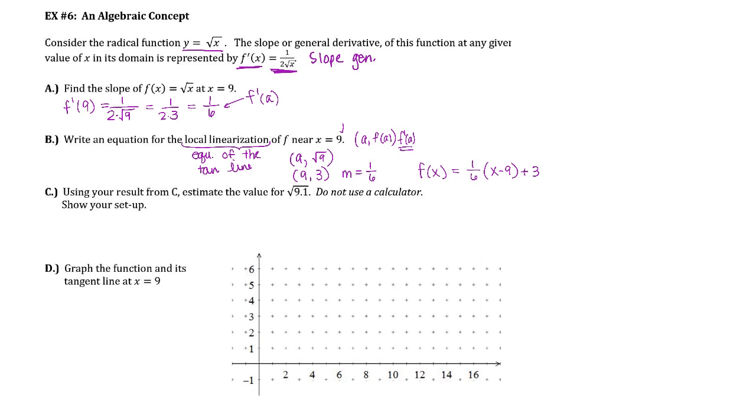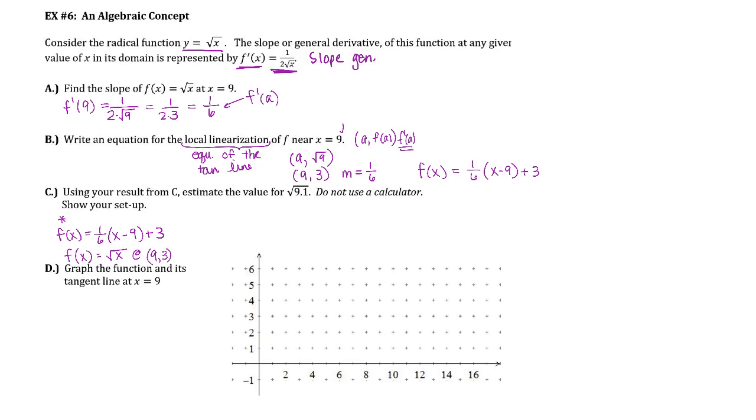All right, so now it says using your results from C, estimate a value for the square root of 9.1. So keep in mind this line that we just wrote, f at x equals, let's see, it was 1/6 times (x minus 9) plus 3. That's going to give us a pretty good approximation. Now this was for the function f of x equals the square root of x at the point 9 comma 3.